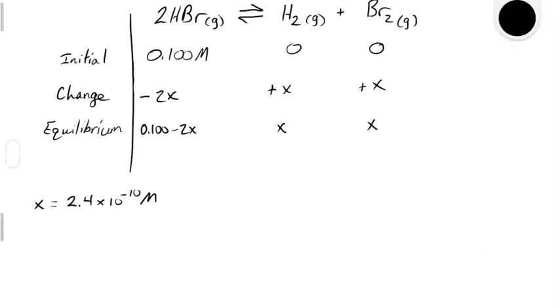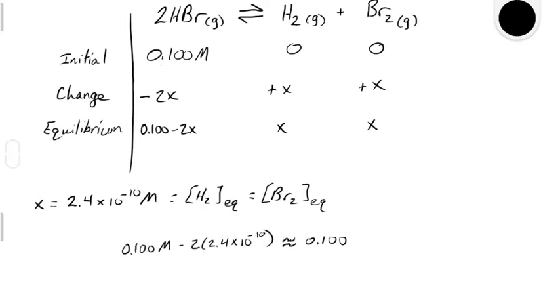Right away we can say that the concentration of H2 and Br2 is just x. And the concentration of HBr is 0.1 minus 2x. And you can see that because the x term is so small, it actually has almost no effect on the initial concentration.